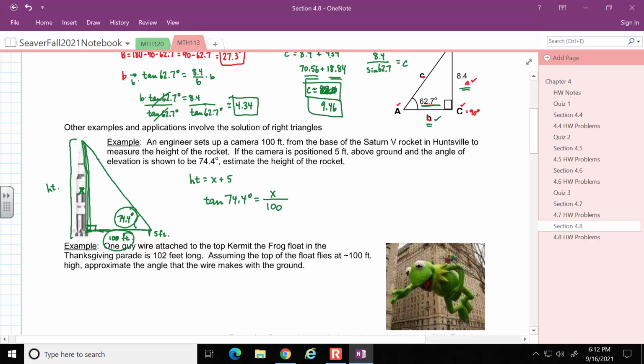Okay. Now you could have found this angle, you could have set it up as a cosine type problem, you could do all kinds of things. You could find the hypotenuse. I don't need the hypotenuse, but you could have.